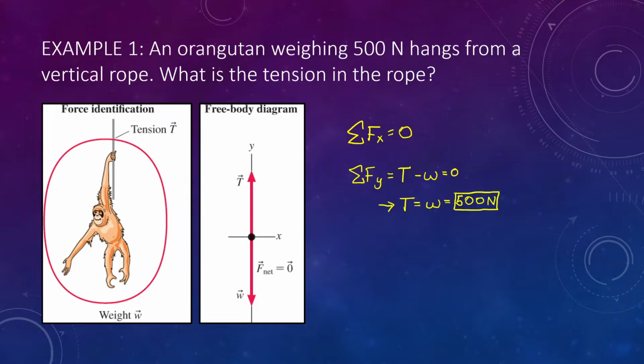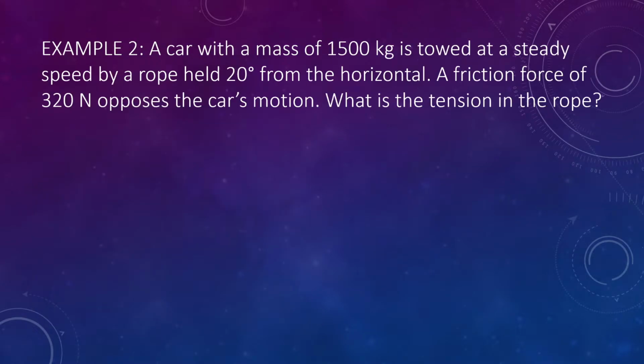Now, let's do a second example that is a lot more involved. It's not terribly harder, but there's more steps involved. So let's take a look at this one. Example number 2. A car with a mass of 1,500 kilograms is towed at a steady speed by a rope held 20 degrees from the horizontal. A friction force of 320 newtons opposes the car's motion. What is the tension in the rope?